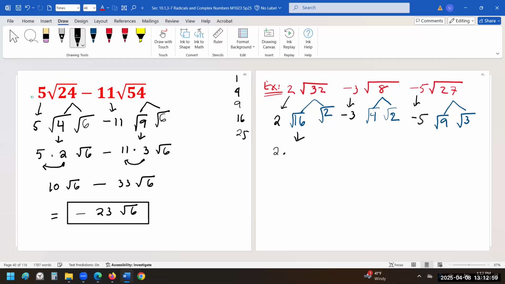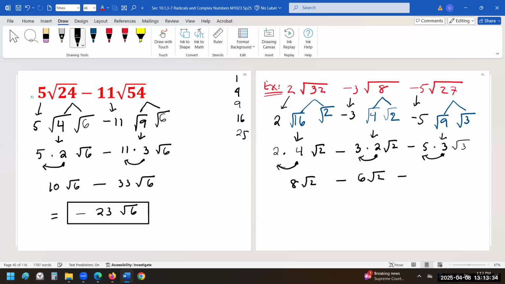So 2 times what? 4 square root of 2. 3 times 2 square root of 2. 5 times square root of 3. 3 and 4 gives us 8 square root of 2. 3 and 2, 6. 5 and 3, 15.